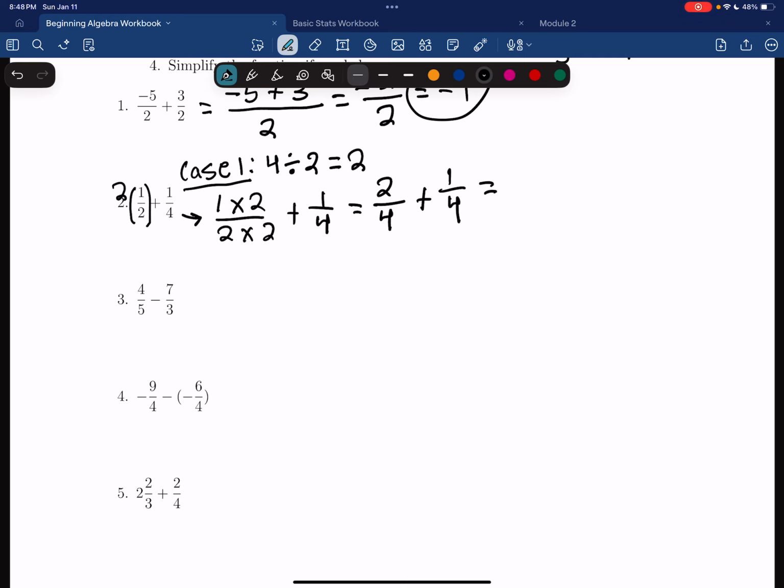Well, our denominators are the same now, so all we have to do is add the numerators together. 2 plus 1, well, that's 3. And then we keep our denominator the same, so we have 3/4 as our final answer.